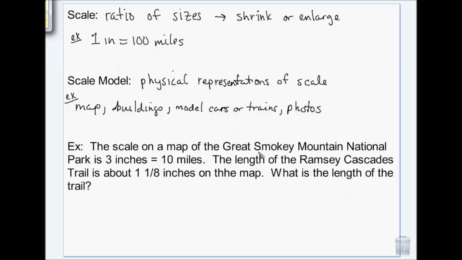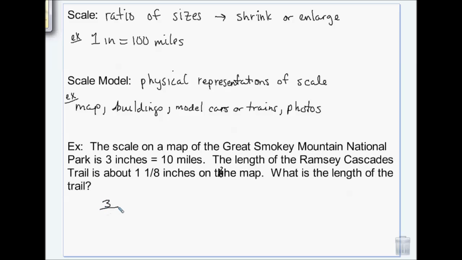So if we want to know, like we're going camping in the Great Smoky Mountain National Park this weekend, and 3 inches is equal to 10 miles on the map. And there's this trail that's called the Ramsey Cascades Trail, and it's 1 1/8 inches on the map. We measured it. We want to know how far is that trail. Do we really want to walk this trail or not? I mean, when I look at it, it's only 1 inch. No problem. Done. No, because it's to scale, right? So we want to find out.